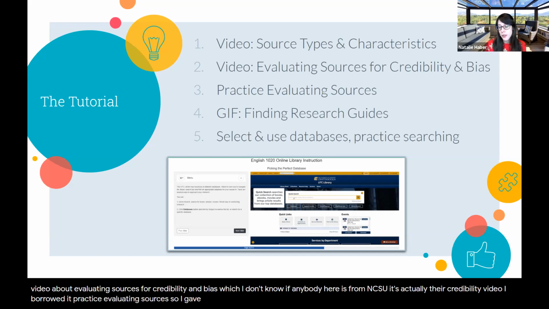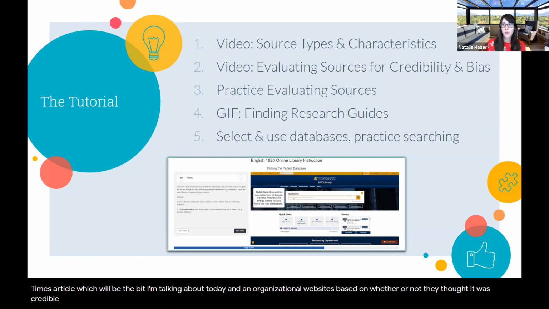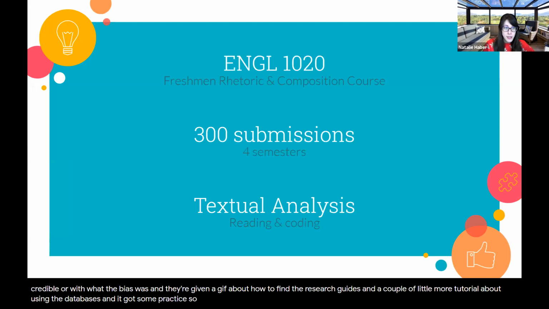I gave the students a scholarly source to take a look at. I gave them a PDF of a New York Times article, which will be the bit I'm talking about today, and an organizational website. They were asked to evaluate it based on whether or not they thought it was credible or what the bias was. Then they're given a GIF about how to find the research guides and a little more tutorial about using the databases, and they got some practice. So, 300 submissions over four semesters. And what I did was a coding of the language used in their evaluations of the sources.